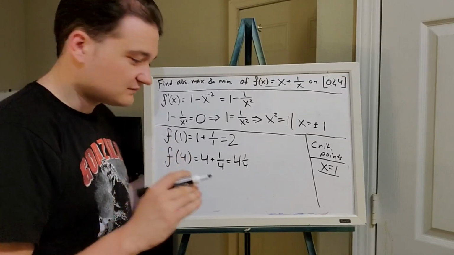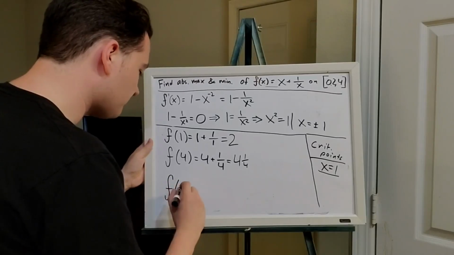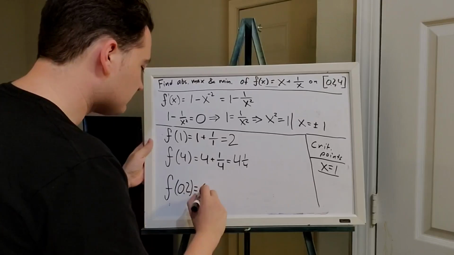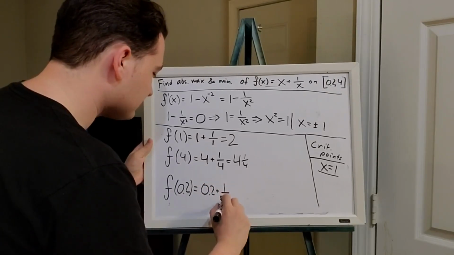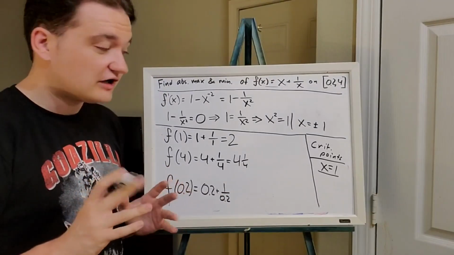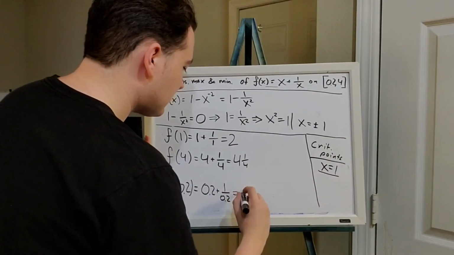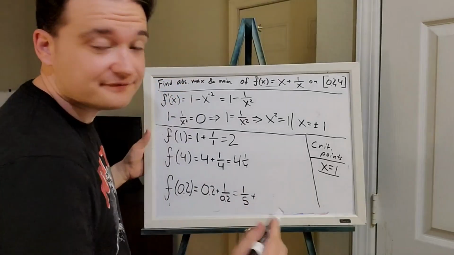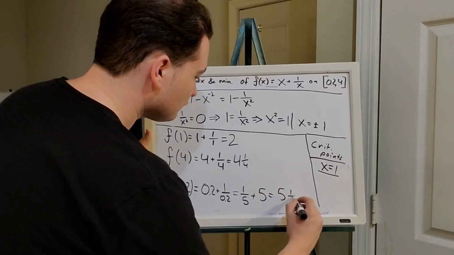I'm not picky. Last but not least, we're going to do f of 0.2. And that's going to be 0.2 plus 1 divided by 0.2. And this is going to be easier if we think of 0.2 as 1/5. Because then we have 1/5 plus 1 divided by 1/5 is 5. 5 and 1/5.